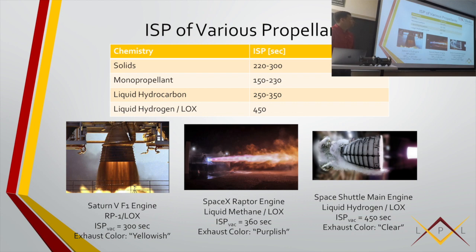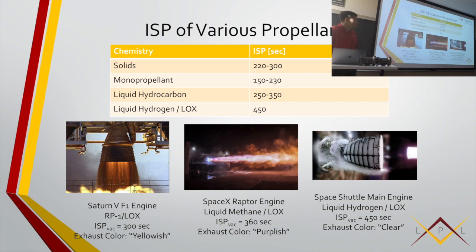The best, the optimum, is liquid hydrogen in LOX, 450 ISP. And you can see down here, these are the different engines that you guys are probably familiar with, and they have different chemistries, right? On the left here, this is the Saturn F1 engine. Five of these are on the first stage for the moon rocket. This is made up of RP1 and LOX. So we're in this zone here. The ISP here is 300 seconds.